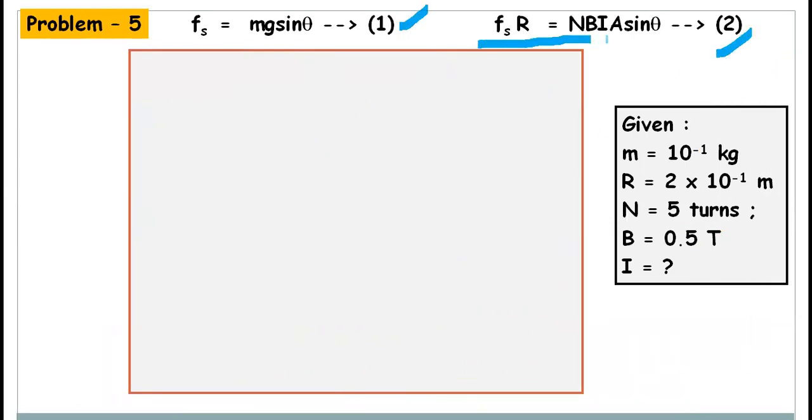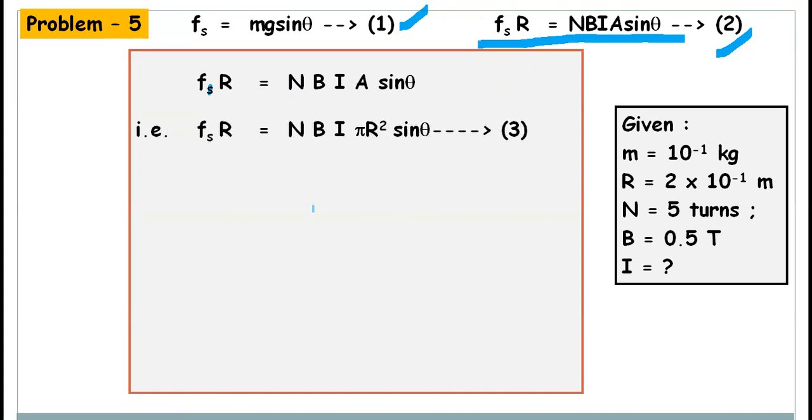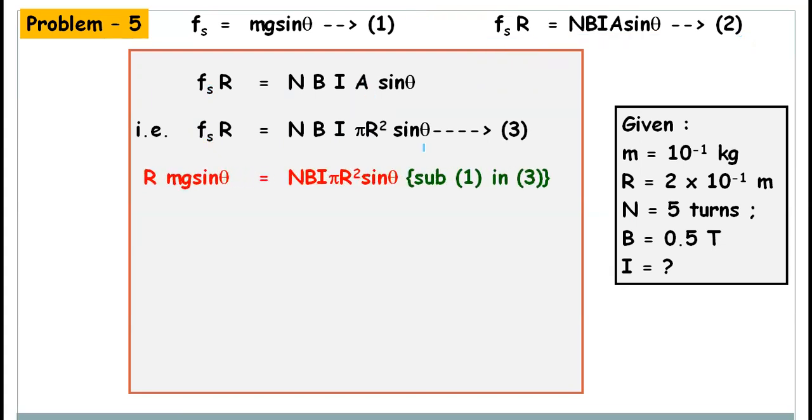Now let us start our solution from expression 2. The evaluation steps. Fs into R, in fact, F into R is equal to NBIA sin theta. Since the coil is circular in shape, its area is given by pi R square. You know, area of a circle is pi R square. So instead of A, let me substitute pi R square into sin theta.